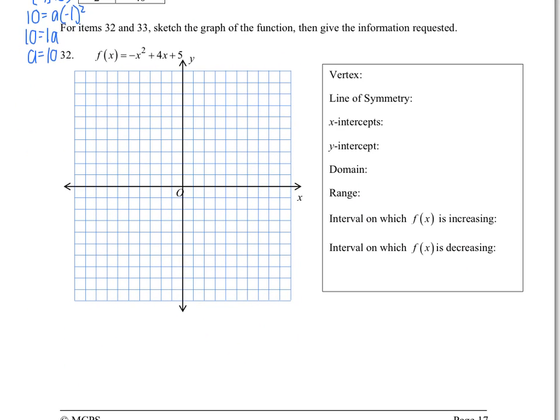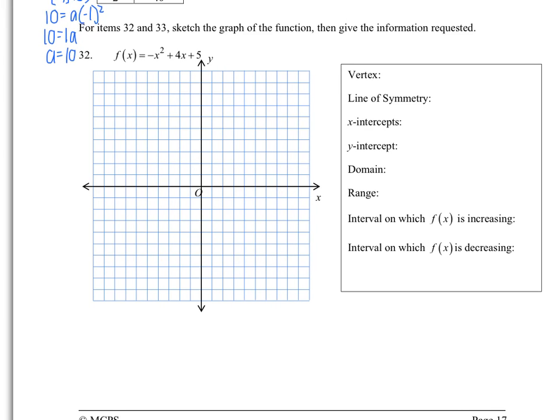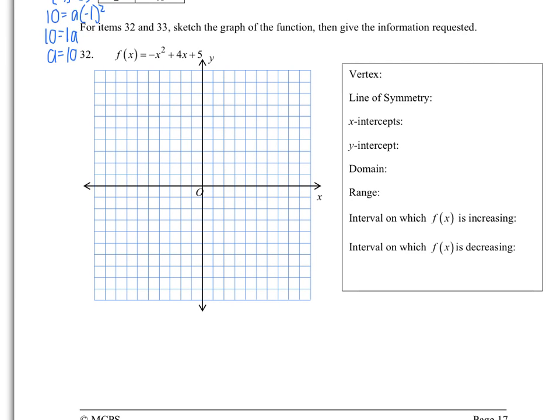For items 32 and 33, we're going to sketch the graph of the function, then give the information requested. So I'm given the function f of x equals -x squared plus 4x plus 5. I need a table of values in order to graph this, and I could plug in different numbers, but if you use your calculator, you can do this very quickly.